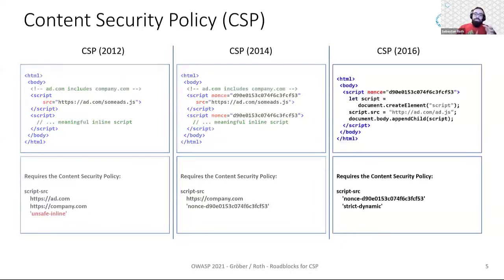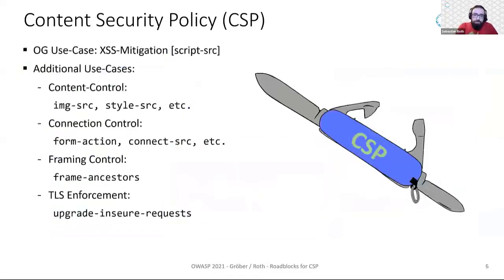In 2016, they then added support for the strict-dynamic source expression. This expression basically automatically propagates the trust to scripts that are added programmatically if they were added from already trusted sources. And therefore, we don't need to put the company.com domain in our allow list. As you can see, the CSP standard has evolved over the course of time.